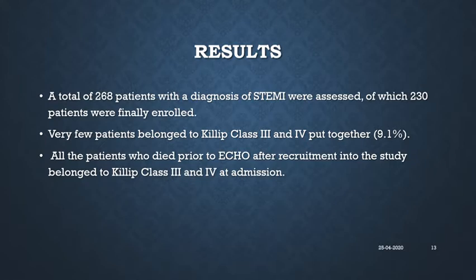Quick revision: CLIP class 1 includes individuals with no clinical signs of heart failure. CLIP class 2 includes individuals with rales or crackles in the lungs, an S3, and an elevated JVP. CLIP class 3 describes individuals with frank pulmonary edema, and CLIP class 4 describes individuals in cardiogenic shock or hypotension and having evidence of peripheral vasoconstriction, that is either oliguria, cyanosis, or sweating. So it's noted that all the patients who died prior to echo after recruitment in this study belong to CLIP class 3 and 4 at admission.